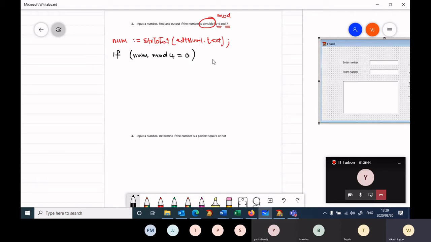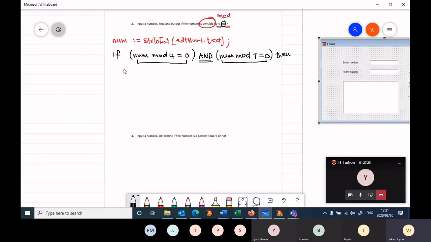That's my first condition. And because there's two conditions here, and we need to check, here it is, and divisible by 4 and 7. And the second condition is num mod 7 equals 0. If num mod 4 equals 0, that means it is divisible by 4. Num mod 7 equals 0 means it's divisible by 7. And if it's divisible by 4 and 7, then we can output.